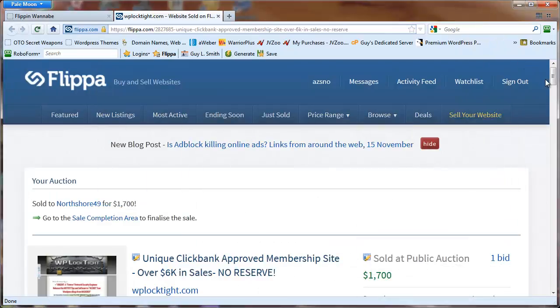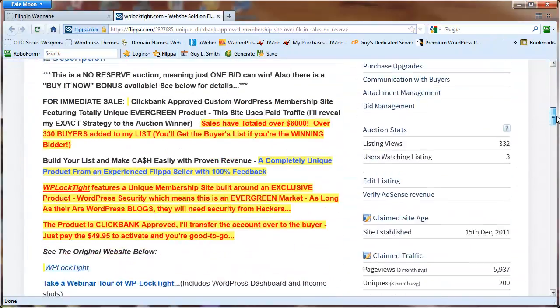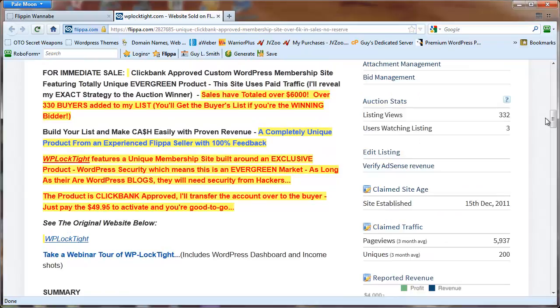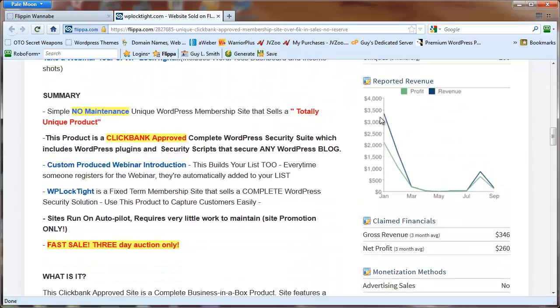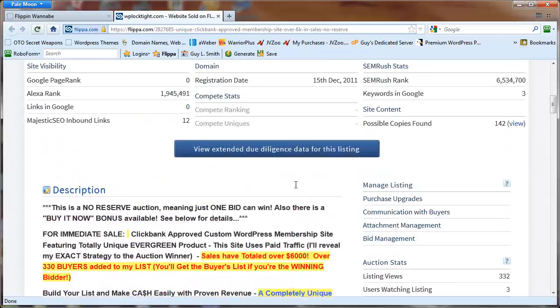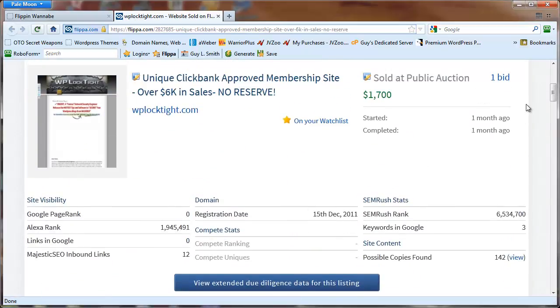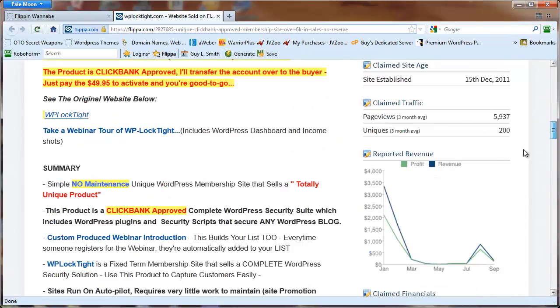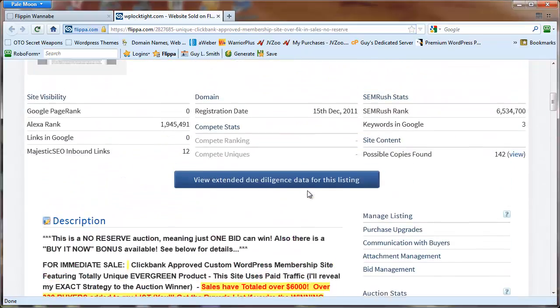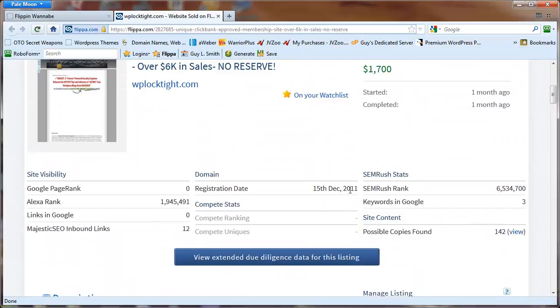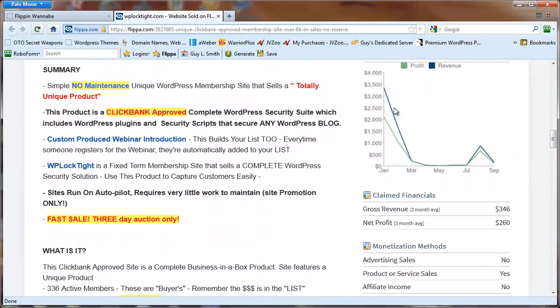Now here's the thing that Flippa does, and I don't think it's either bad or good. It's just one of the things you have to be aware of. When you do your listing, it's going to ask you for your revenue over a period of time, and it goes all the way back to the registration date of the website. So you're going to have a number of months. Let's say, in this case, this goes all the way back to December of last year. You're going to have a number of months that may not have any revenue or have little to no revenue.